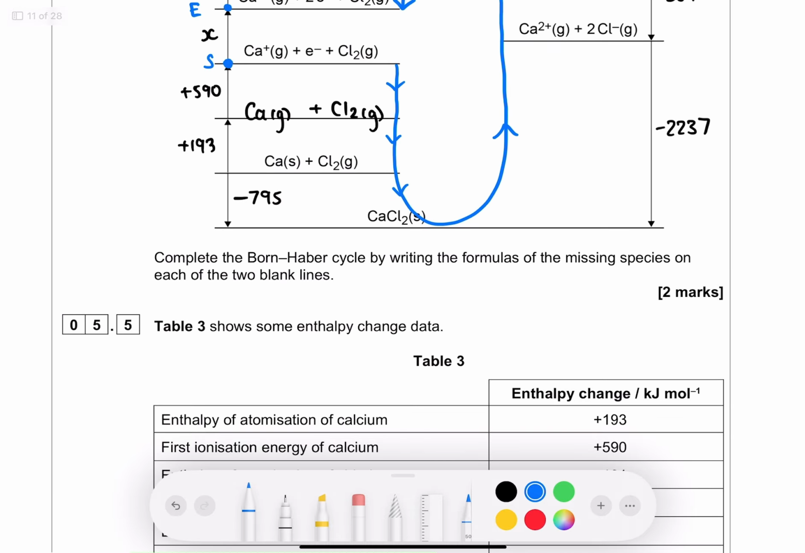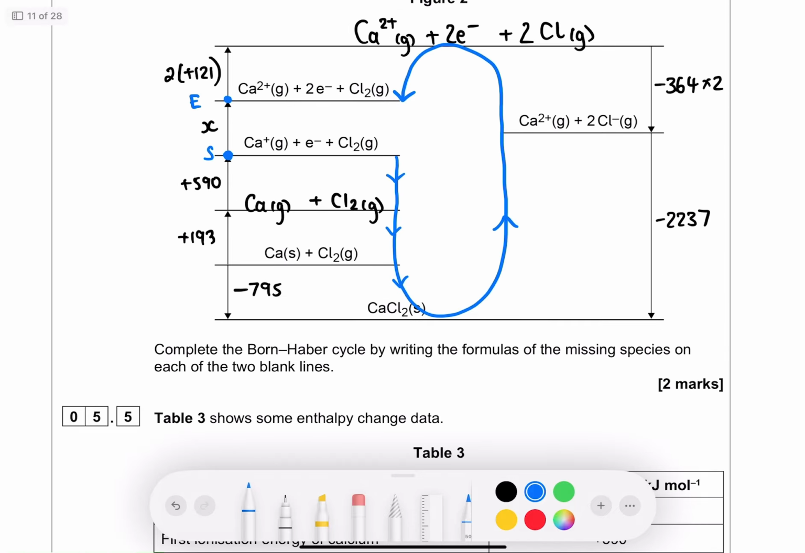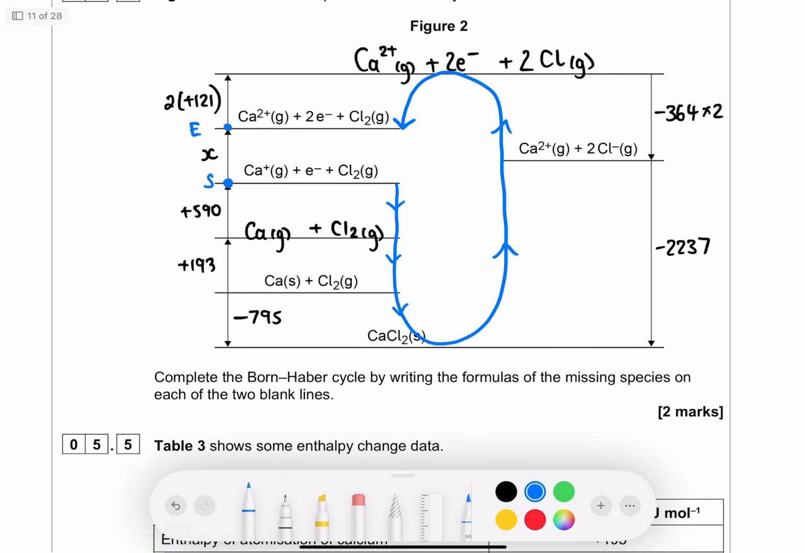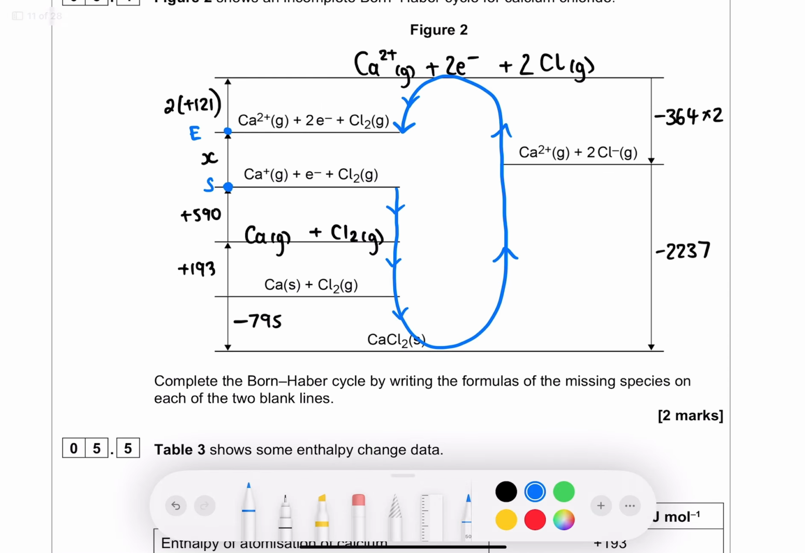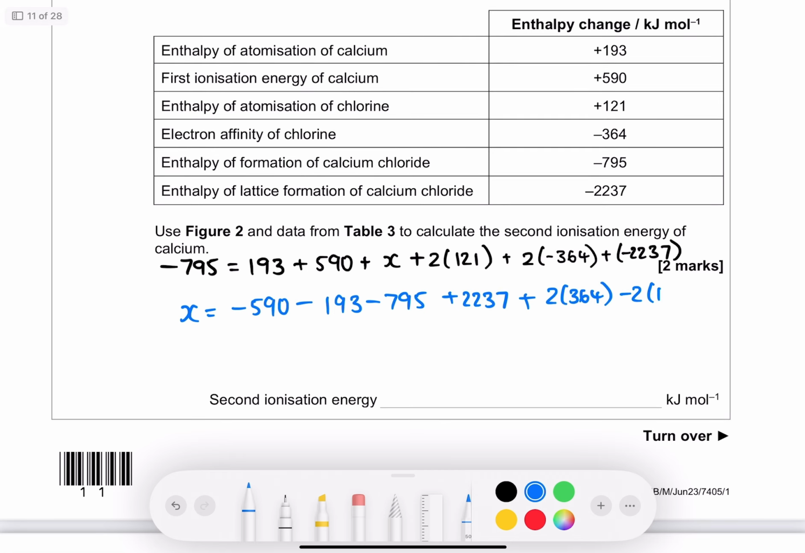Up, so +2237. Up the next one, so plus 2 lots of 364. And then down the last one, so minus 2 lots of 121. Now, if you look at both of these sums, they both show the exact same calculation, just written out differently, and both are acceptable.